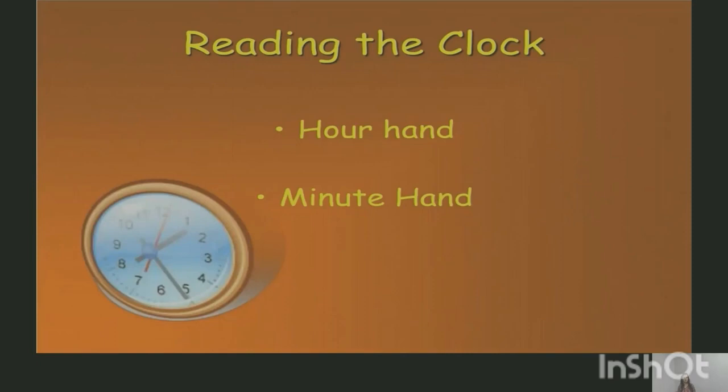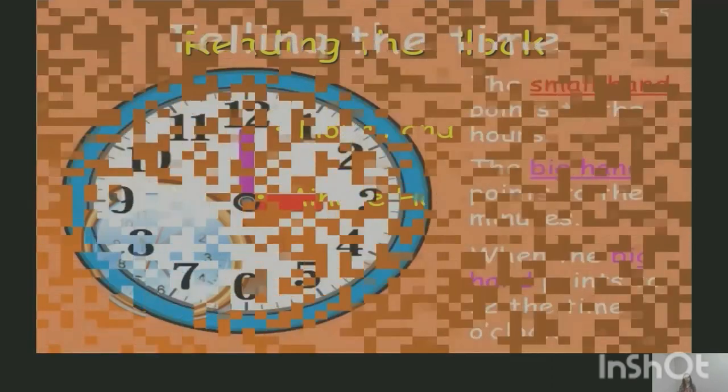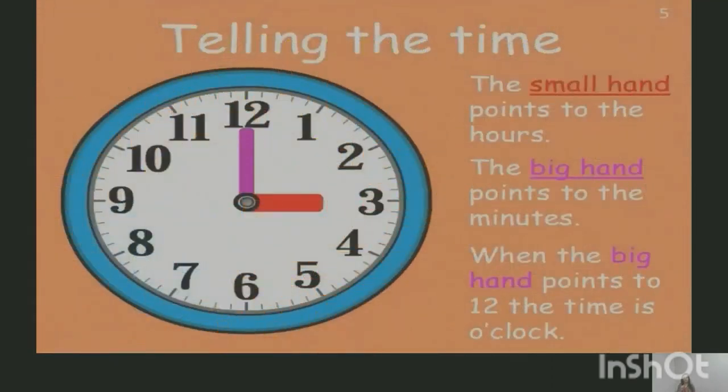Reading the clock. So what are we going to read now? The hour hand and the minute hand in a clock. The small hand, which is red in color here, is pointing at 3, and the bigger hand, which is purple in color, is pointing at 12. So the small hand shows hours and the bigger hand shows minutes. When the big hand points to 12, the time is o'clock. In this case, the time is 3 o'clock.